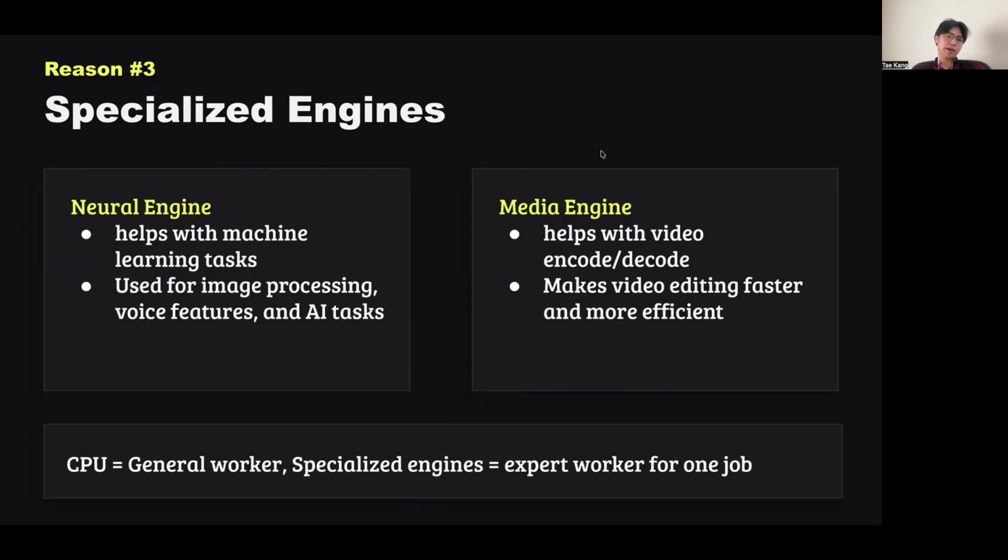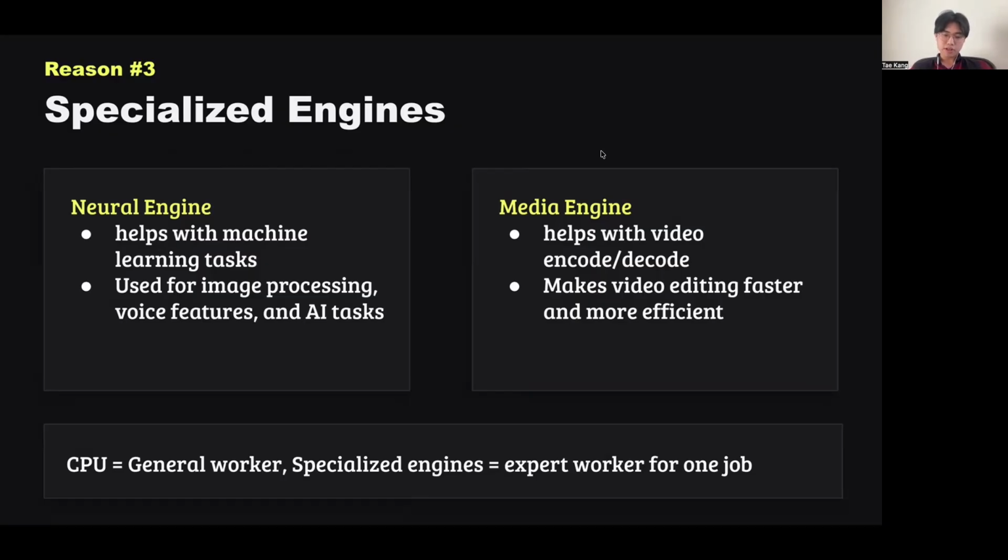Reason number three why Apple M series are special is specialized engines. Apple has a Neural Engine and a Media Engine. The Neural Engine helps with machine learning tasks and is used for image processing, voice features, and AI tasks. The Media Engine helps with video encoding and decoding. It makes video editing faster and more efficient. That's why the M series are faster for video editing.